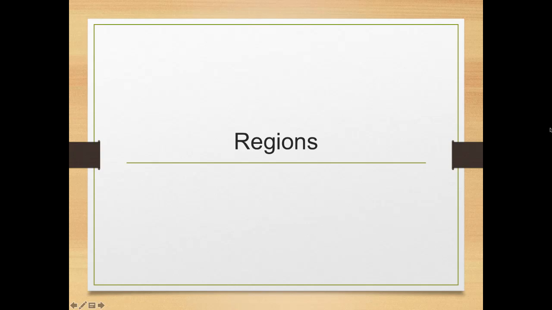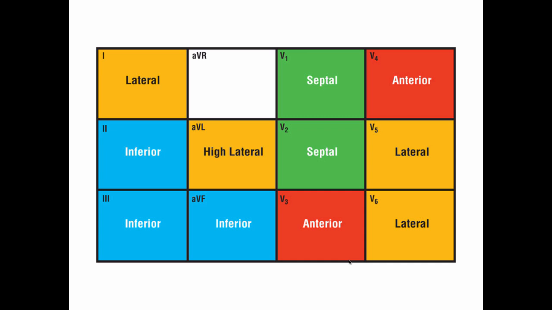Let's get into very specific regional changes and what they look like. We know our regions: leads 2, 3, and AVF are inferior, V1-2 septal, V3 and 4 anterior, V5 and 6 lateral. Don't forget about lead 1 and AVL, which are also lateral, just a little higher lateral.